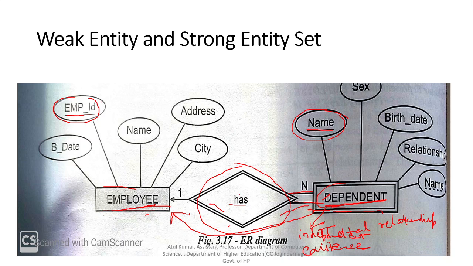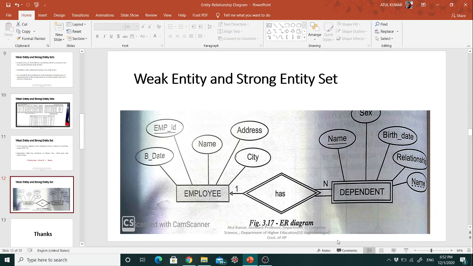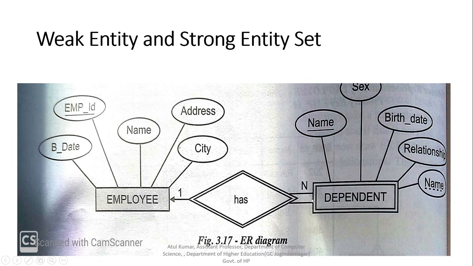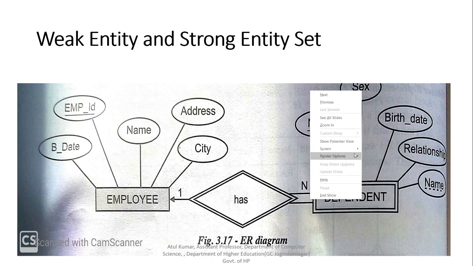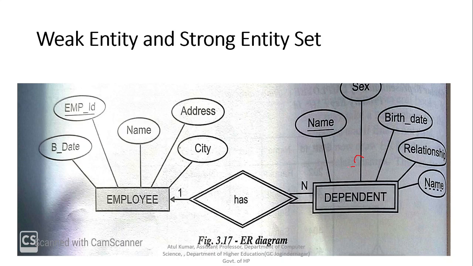To make the primary key of this weak entity, we make use of this partial key, and we combine this partial key with the employee primary key, the employee ID, the primary key of employee, and this makes the primary key of this dependent entity.